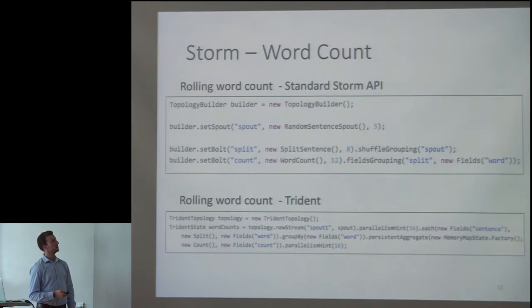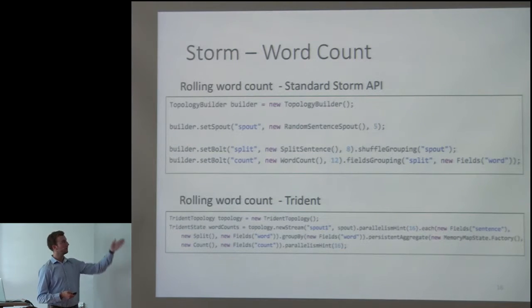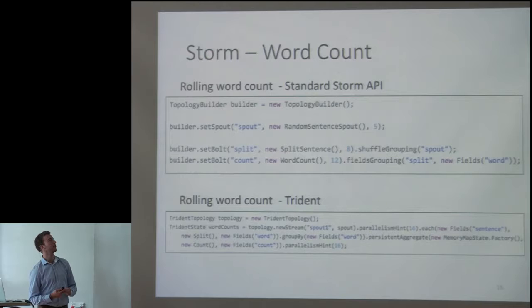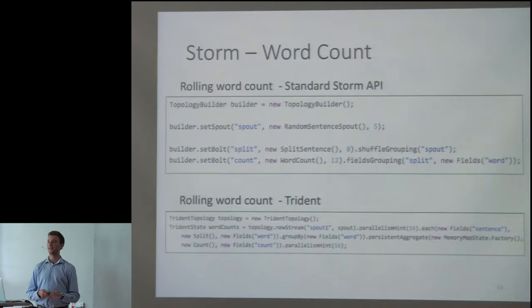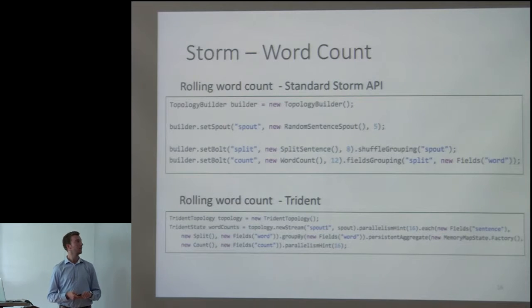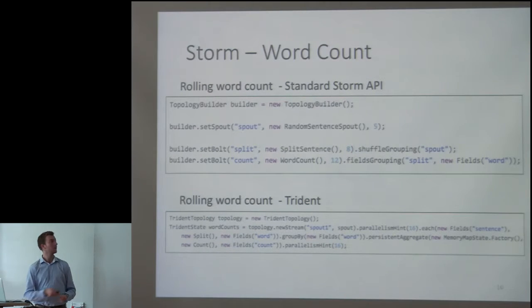So in the standard Storm API, as we have seen already in Paris' presentation, we create a topology builder, which will let us create these vertices and edges in the processing graph. Then we create the spouts, which are the sources in this acyclic graph. So here we create a spout that will output random sentences with a parallelism of 5.